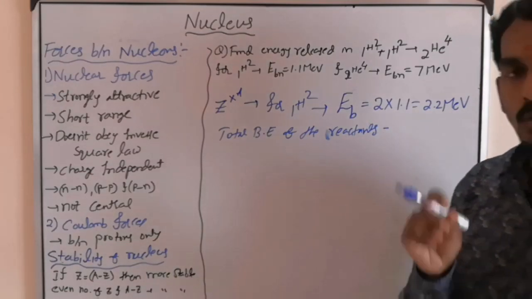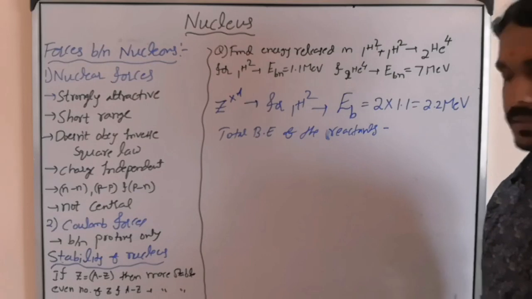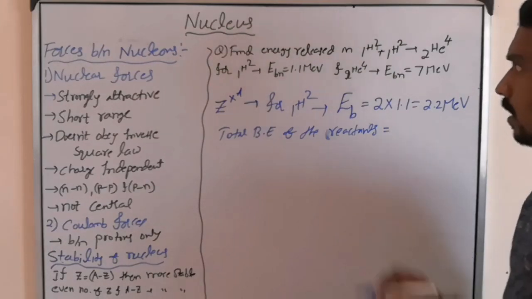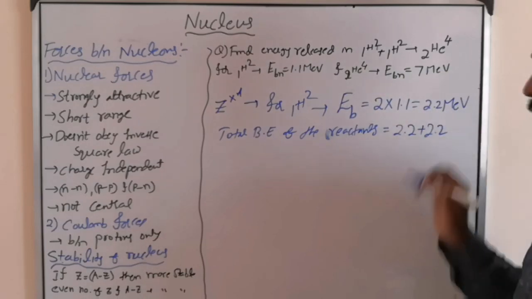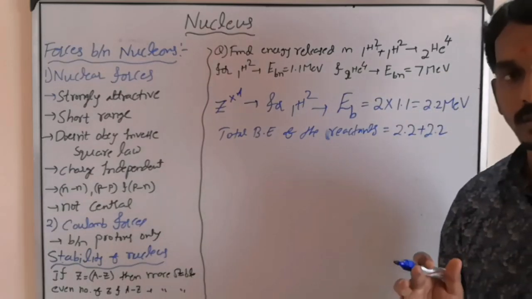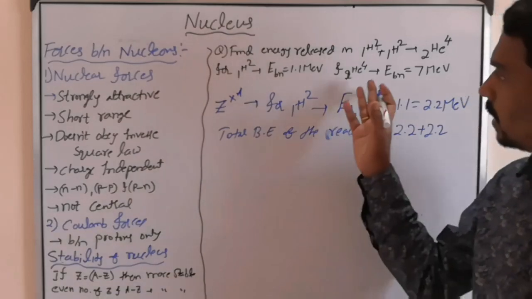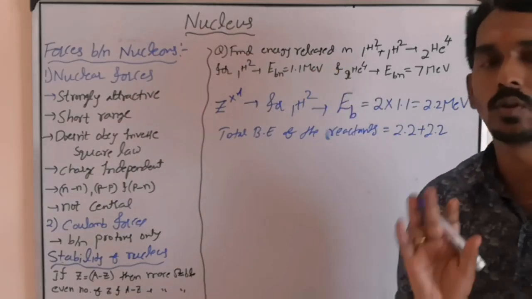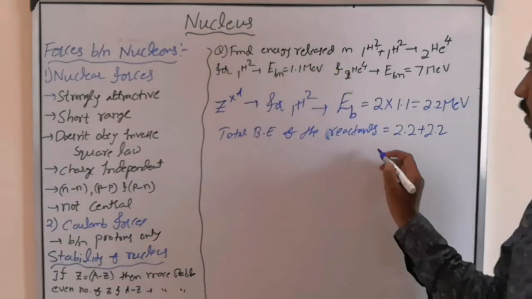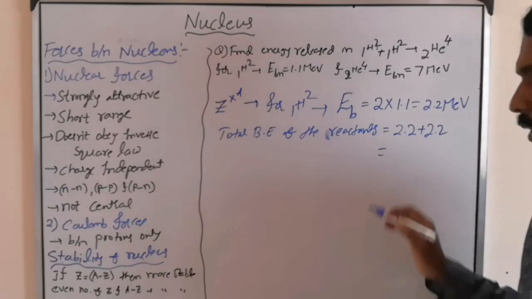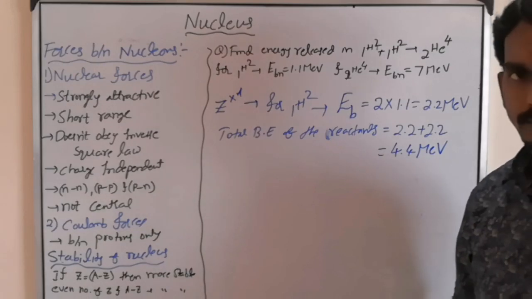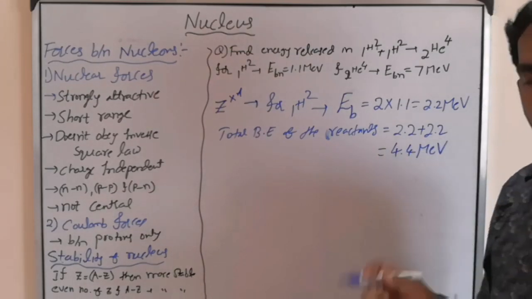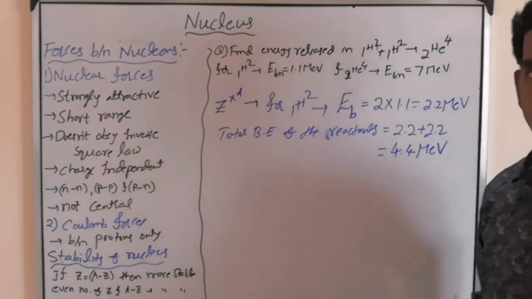First you have to find the total binding energy of the reactants, which is 2.2 for one and also 2.2 for the other, because both are the same. Sometimes they may give different respective data, they will give, don't worry. Now 2.2 plus 2.2, 4.4 mega electron volt. This is the total binding energy of the reactants.